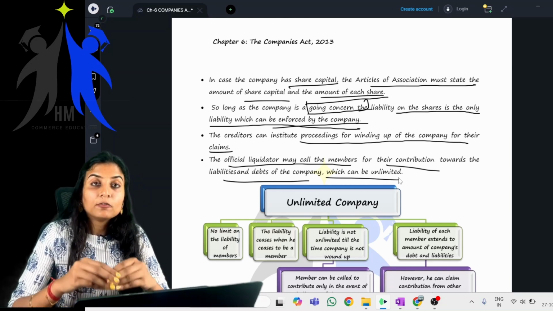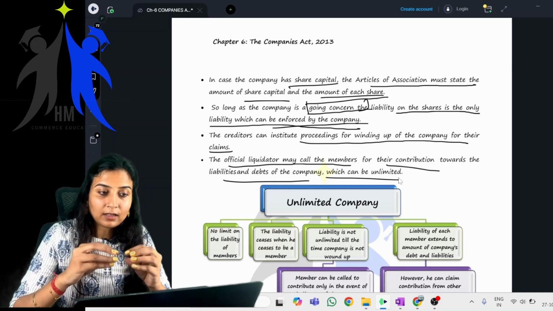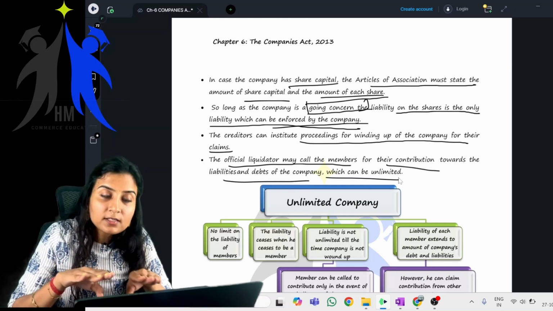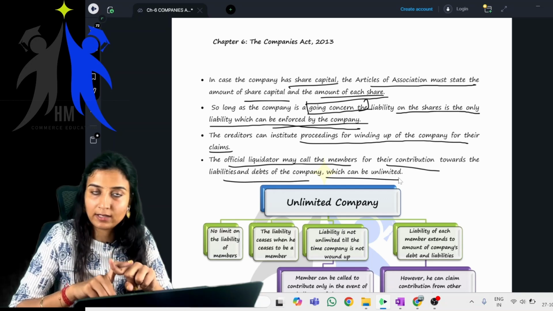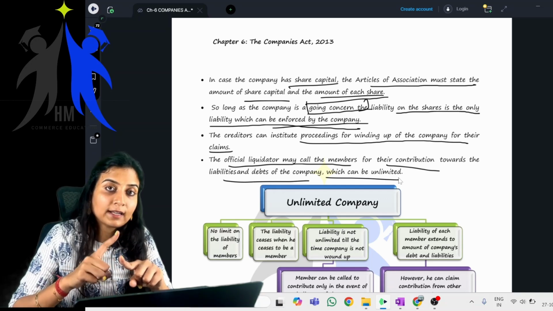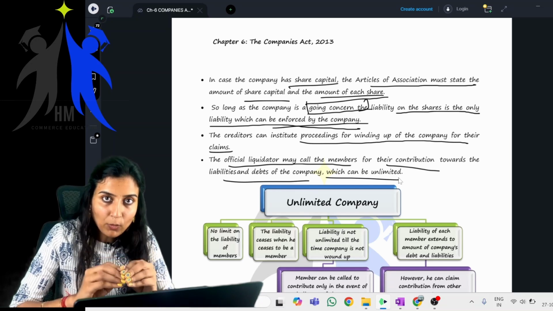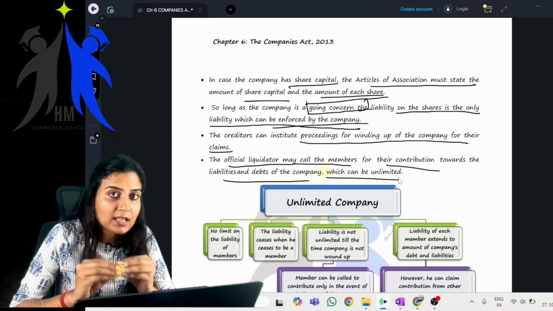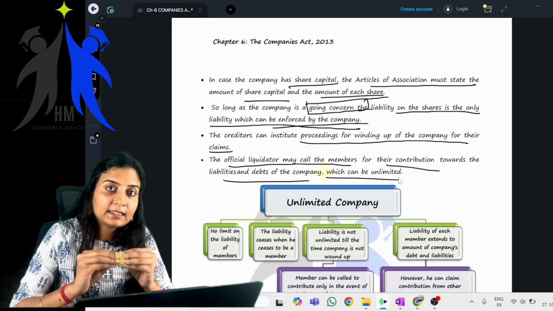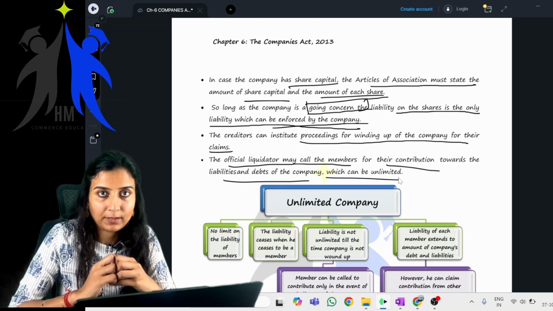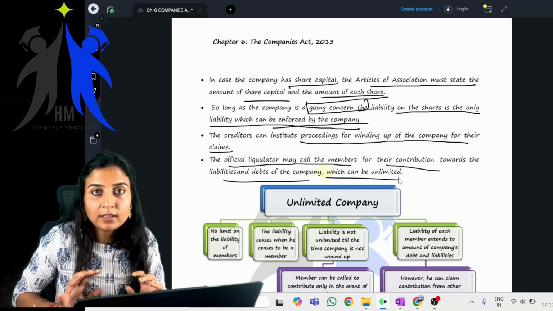Okay, see, in case of unlimited company limited by shares, when the company is doing its business, when it is a going concern, it has not liquidated or wound up, at that point of time, you cannot ask anything more than the unpaid capital from the members of the company when the company is doing its business.